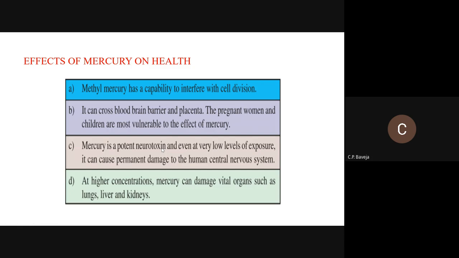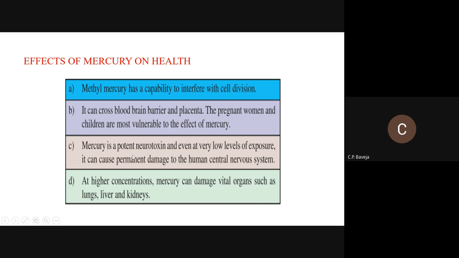Then effects of mercury on health. Methyl mercury has the capability to interfere with cell division. It can cross the blood-brain barrier and the placenta. So if it can cross the blood-brain barrier, it can reach the brain. Pregnant women and children are most vulnerable to the effects of mercury because it can pass through the placenta.